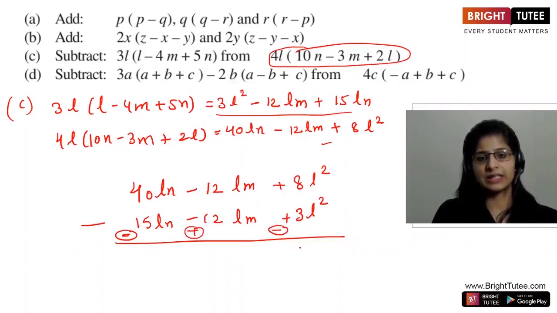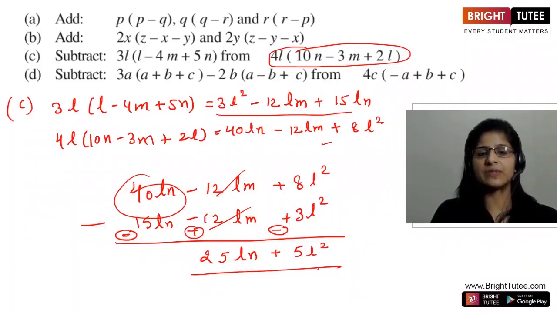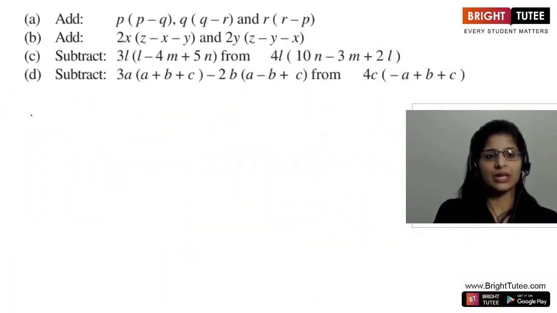So students, 8 minus 3 is 5l² of plus. Then −12lm plus 12lm becomes 0, they get cancelled. Then we have 40ln minus 15ln, which gives 25ln, and it will be of plus because 40 is greater and it has a positive sign. So 25ln + 5l² is the subtraction of these two. Now we are left with the last part of it. Let us do that too.